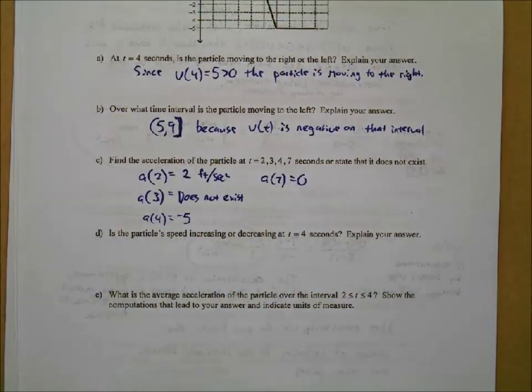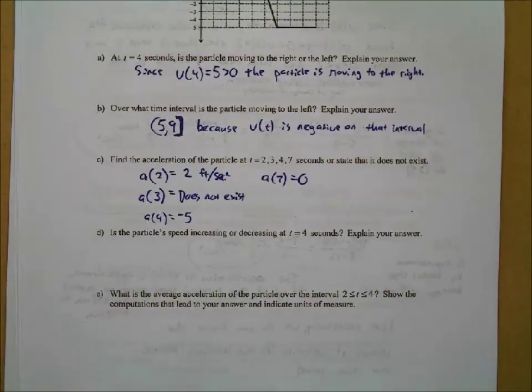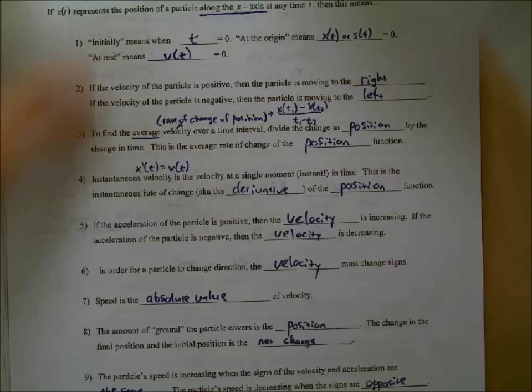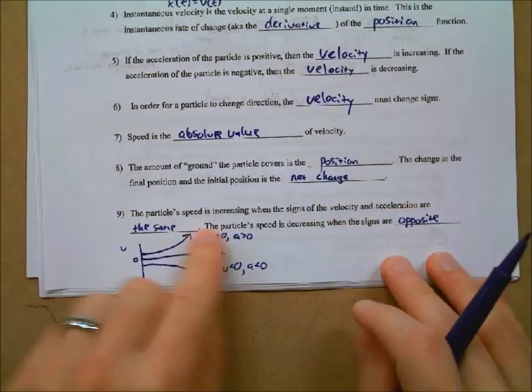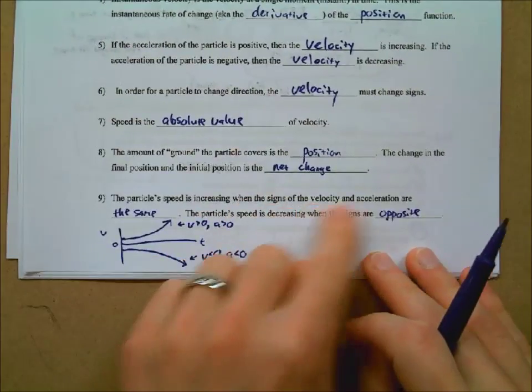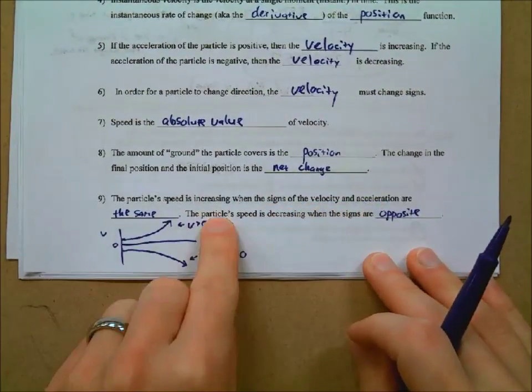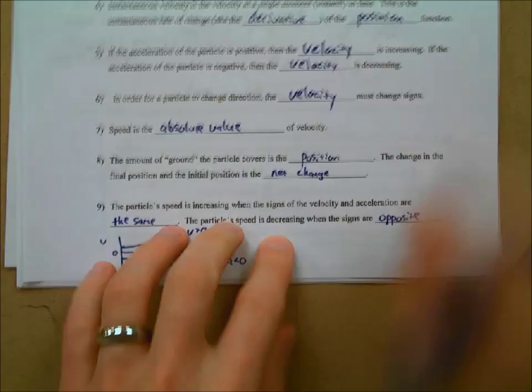Is the particle's speed increasing or decreasing at time t equals 4? Remember, to determine whether the speed is increasing or decreasing, we need to think about 2 things, the velocity and the acceleration. If you go back to what we talked about here, a particle's speed is increasing when the signs of the velocity and acceleration are the same. The particle's speed is decreasing when the signs are opposite.